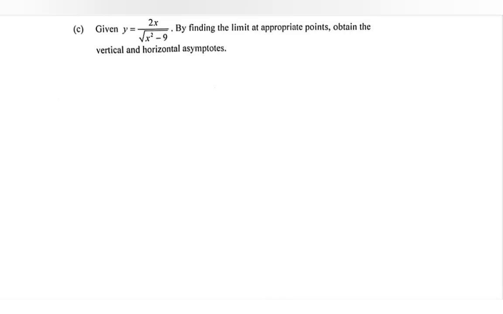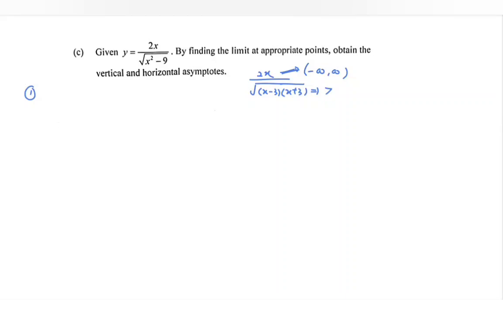So first, what we have to do is to find the domain. Let's focus on the domain. Here we have 2x over the square root of (x minus 3)(x plus 3). For the top part, it is all real numbers because it's linear. For the bottom part, we notice that we have the square root. So the expression inside the square root must be greater than or equal to 0. But since it is in the denominator, we have to ignore the equal sign.